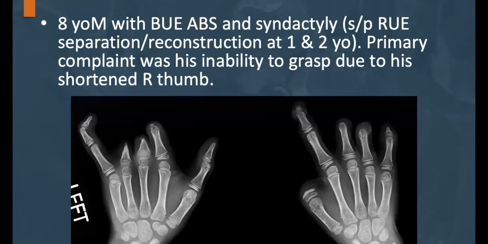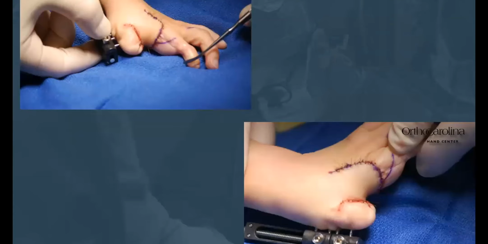A case example from here in Charlotte, an 8-year-old who had amniotic band syndrome and syndactyly, who had reconstructions at ages 1 and 2 for his syndactylies. His primary complaint was that he couldn't grip a football with his right hand. So this is an example, not of our patient, but of the technique we utilize down here: an osteotomy, metacarpal lengthening, exfix placement with first web space deepening.